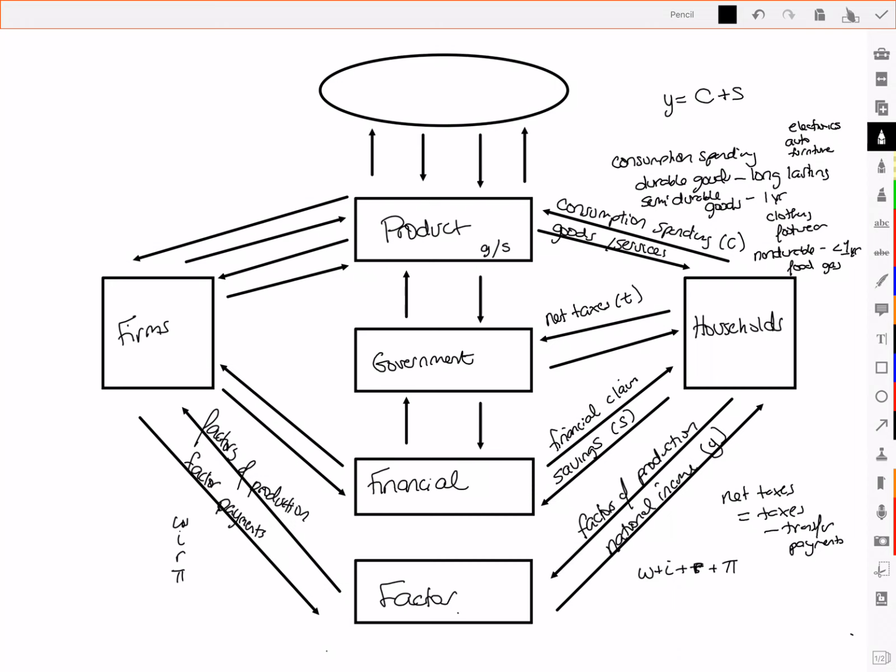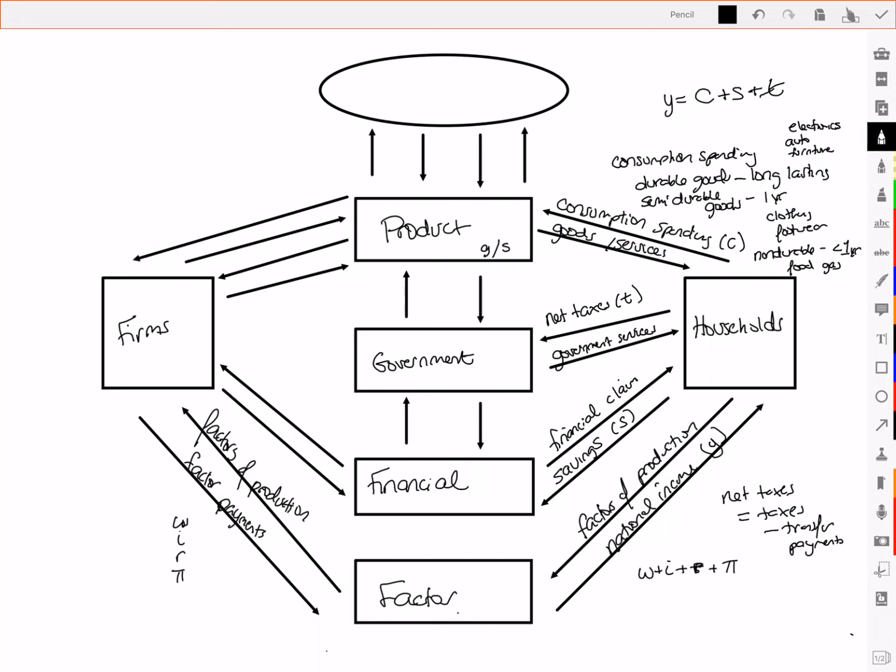Okay? Take out the times the government pays you. What we get in exchange is government services. So with our income, we spend it, we save it, we pay taxes.